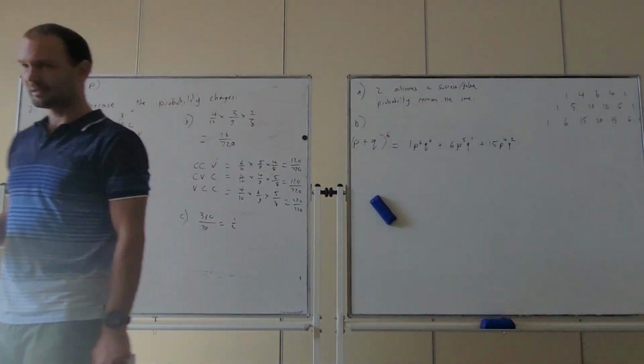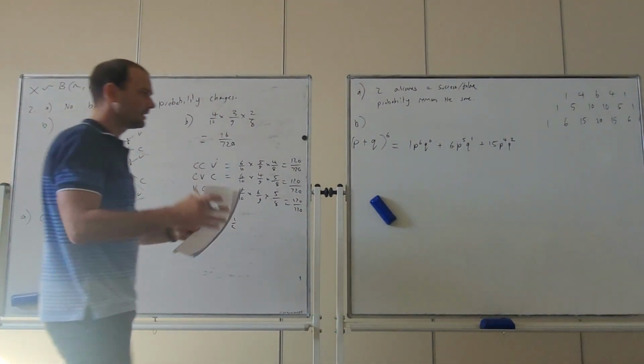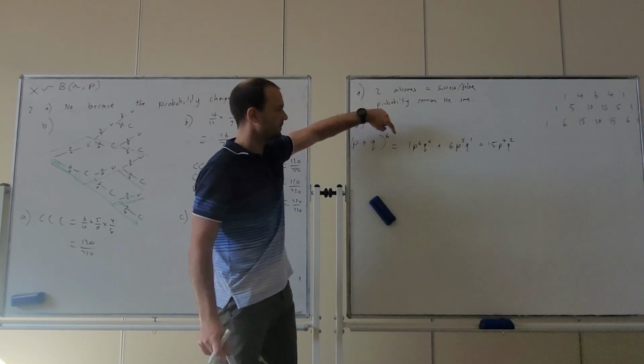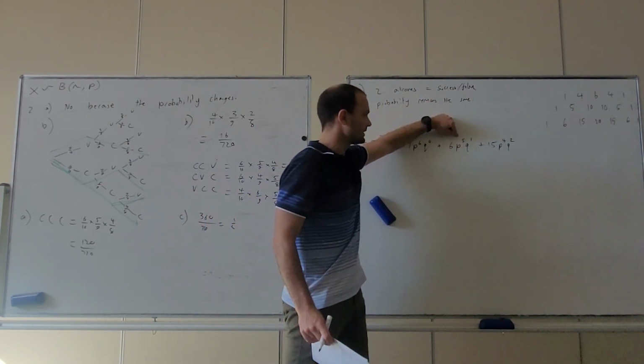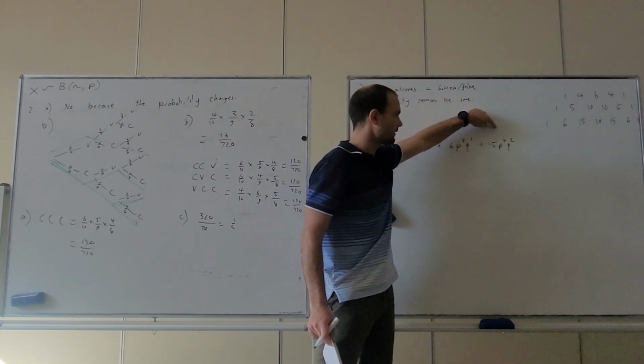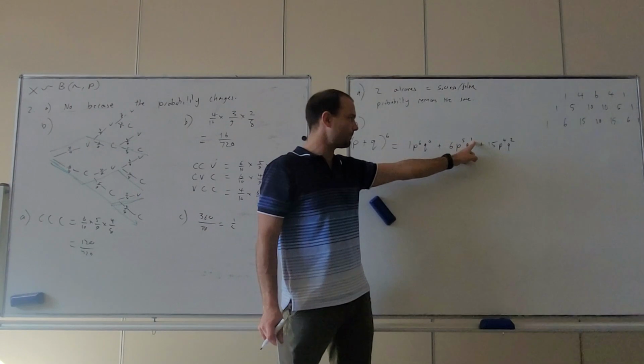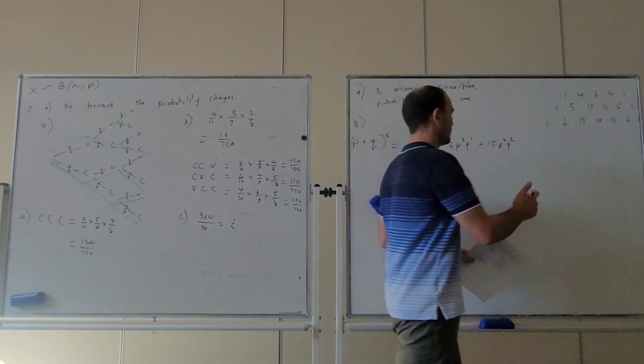Hopefully you can see what's happening. The power of P is decreasing. It starts at 6 because we had (P + Q) to the power of 6, and it's going down by 1, to the power of 5, to the power of 4. Q starts at 0 and it goes up by 1. We'll keep going.